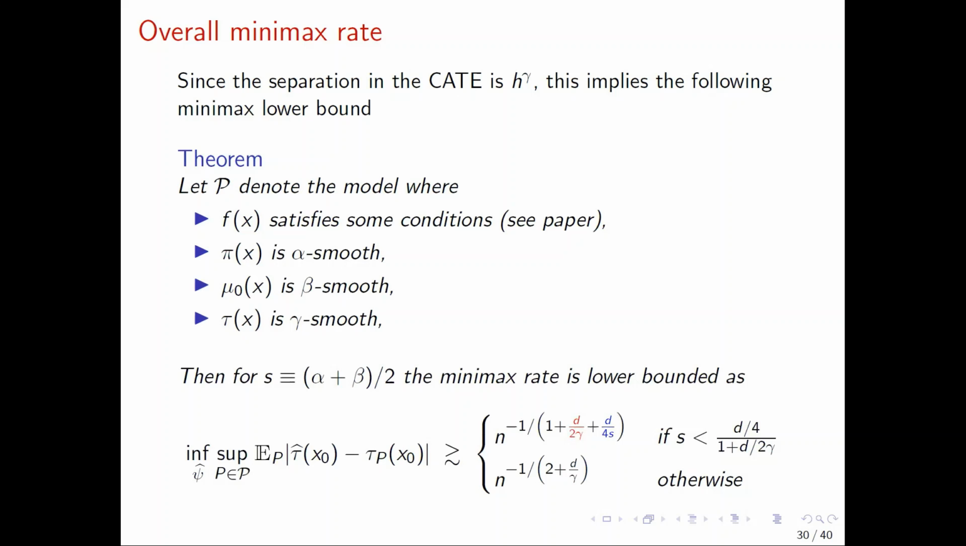So there are two regimes, which people call an elbow phenomenon. There's one regime where you get the oracle rate, which is just the rate if you saw the potential outcomes and regressed them on x. And then apart from that, you get this different rate here, n to the minus 1 over 1 plus d over 2 gamma plus d over 4s. And this rate is actually quite interesting.